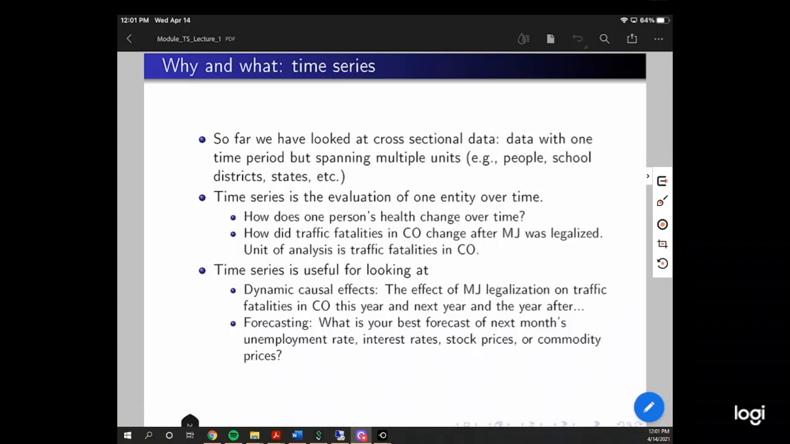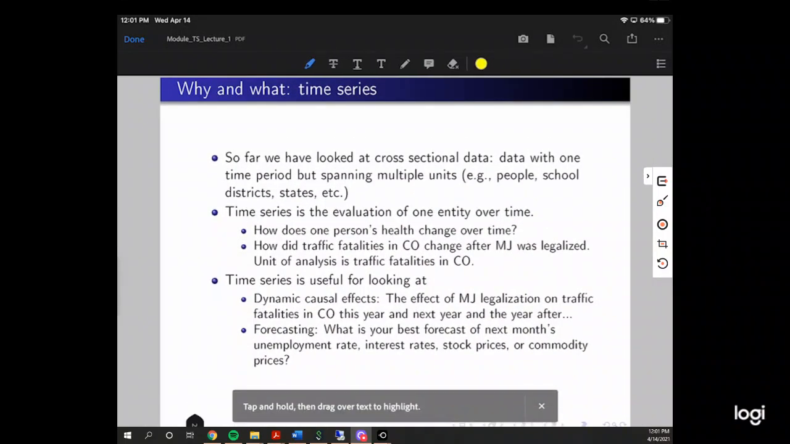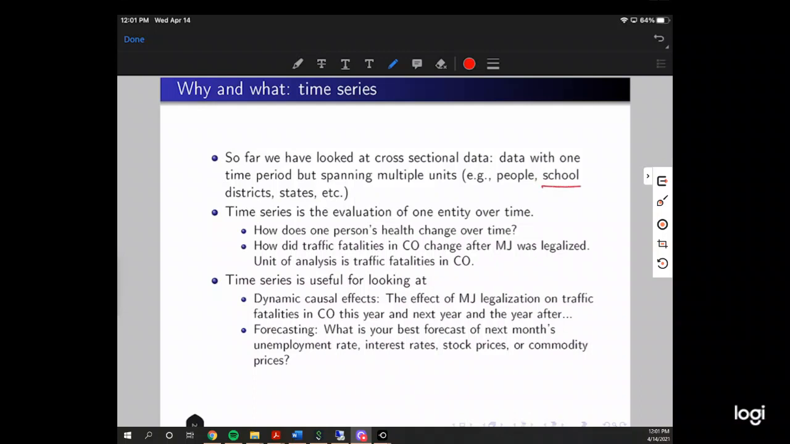So far we've looked at cross-sectional data, or data with one time period but spanning multiple units, like people or school districts or states. When we've been looking at test scores versus student-teacher ratios, we've been thinking about schools, which is a cross-section. We have many observations of school districts with only one time period.